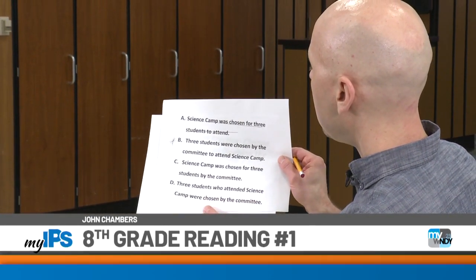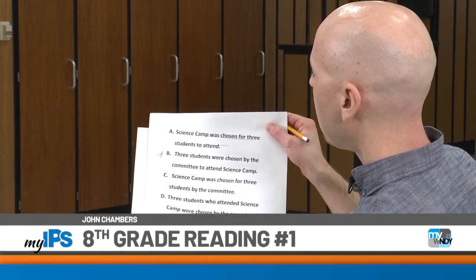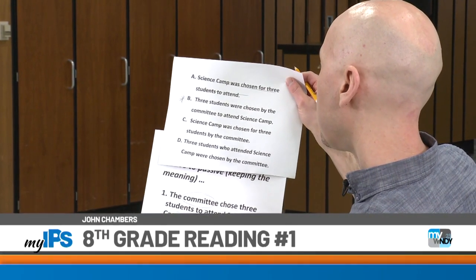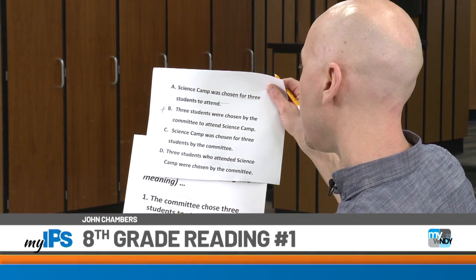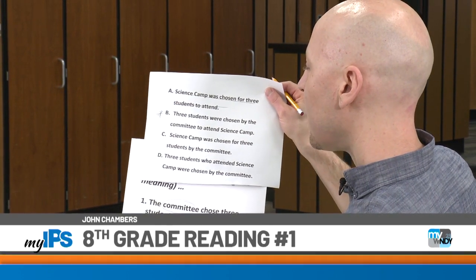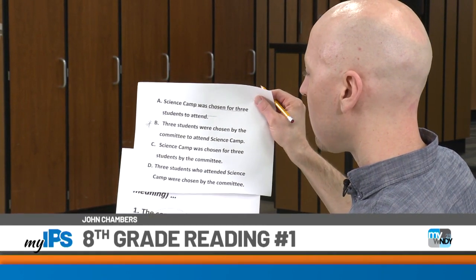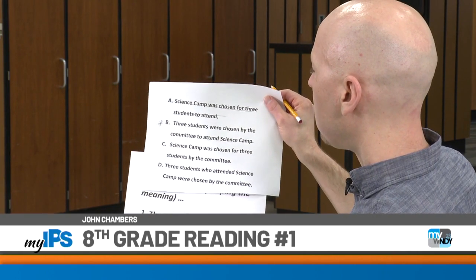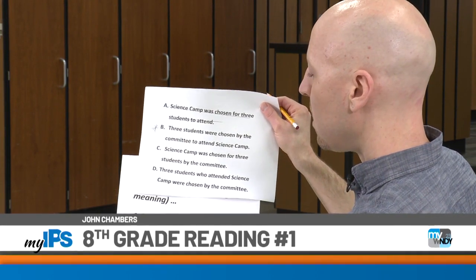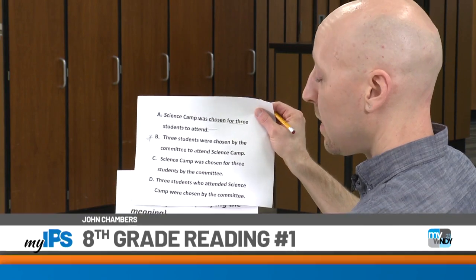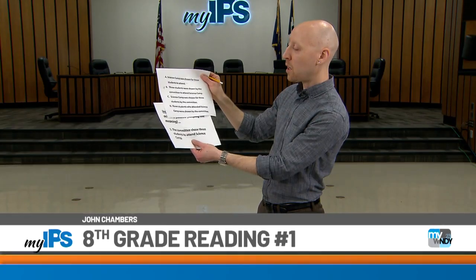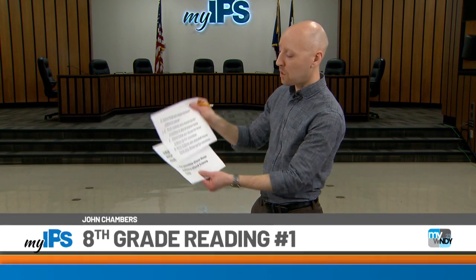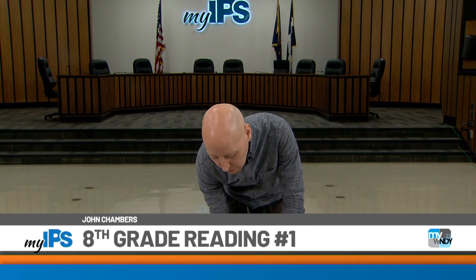All right, C, science camp was chosen for 3 students by the committee. All right, so if we look at that first sentence, what is missing? This is a tricky one. It looks like attend is not part of this. So science camp was chosen for 3 students by the committee, but we don't know what they do. Did they just write an essay to the camp? Did they say something funny about it? We don't know that they actually attended it. So we're going to cross that out because that changes the meaning.